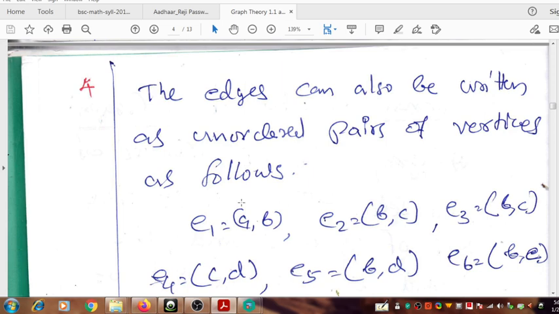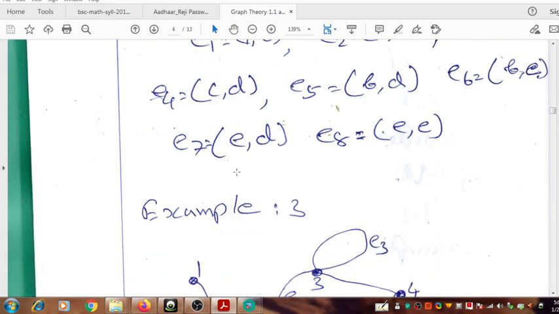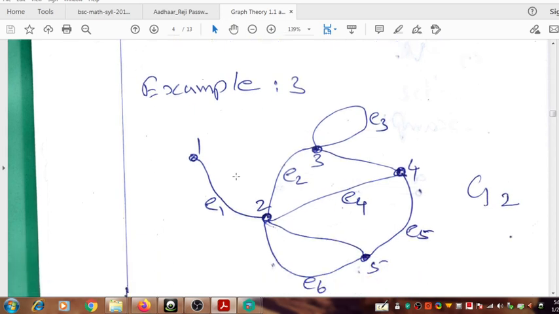The edges can also be written as unordered pairs, and that is written here. The unordered pairs of vertices used in that graph can be used to write the edges. Now coming to the third example.